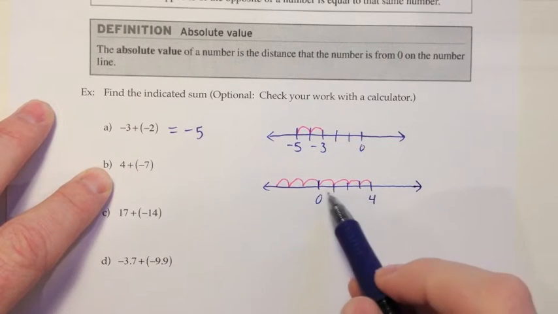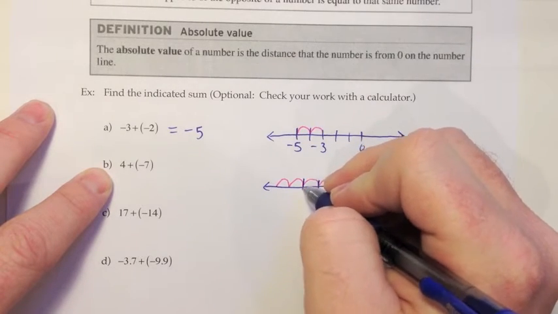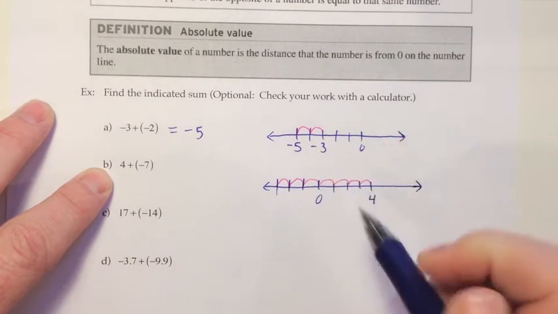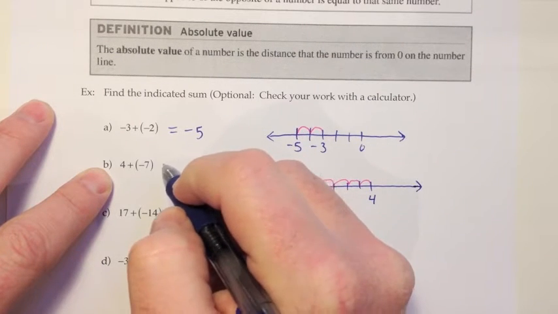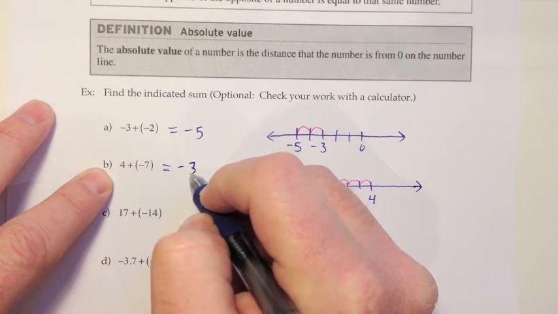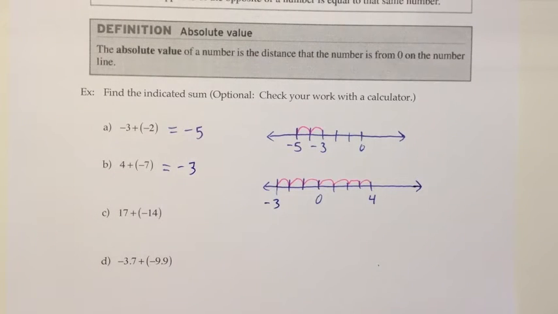And the first 4 movements just get me back to 0, but the next 3 send me into negative territory, negative 1, 2, 3. And so the answer here would be negative 3. Now you could work that out on the number line all the time, but that starts to get kind of tedious when you're dealing with things like 17 plus negative 14 where you have a lot more movements, or things like negative 3.7 plus negative 9.9 where you have messy distances that you're moving.